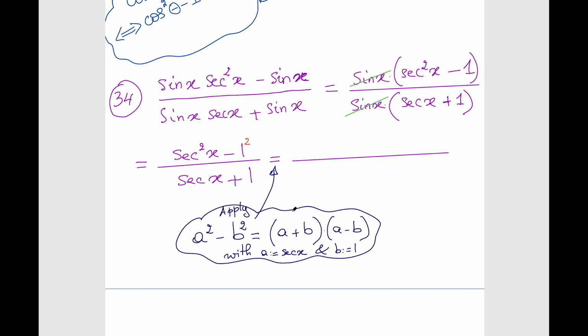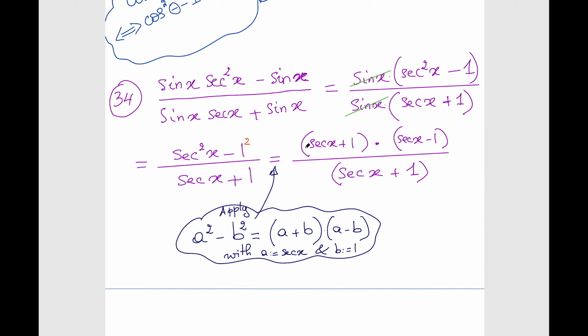So what this property tells me is the product between a plus b, so secant of x plus 1, and the difference between a and b, so secant of x minus 1. Correct? This is the numerator. And the denominator remains sec x plus 1. Correct? So this whole thing downstairs is one factor.